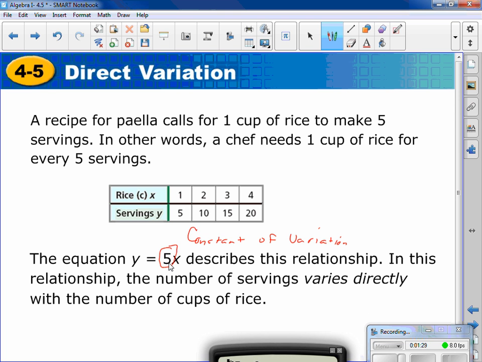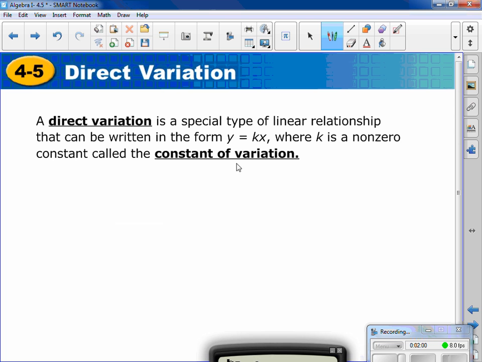In y equals 5x, it looks very similar to something else. What would that 5 be called another way? What's another word for that 5? What have we been dealing with for a while now? Slope. Constant of variation, direct variation. We're talking about an equation where we have y equals kx. K is the non-zero constant. It's your slope.